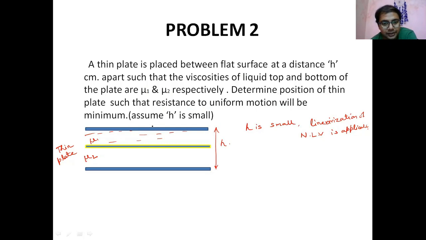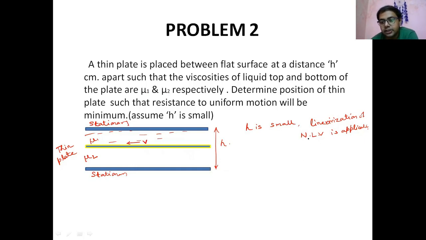What does it mean? We'll see. First consider the thin plate placed here, with different viscosities on each side. The flat surfaces are stationary. This thin plate can be movable here, and let us take its velocity as V.